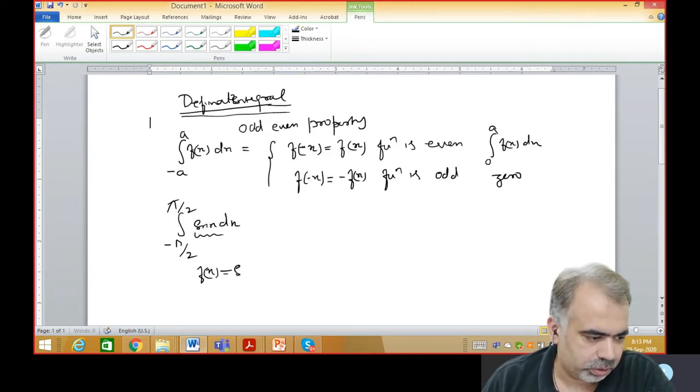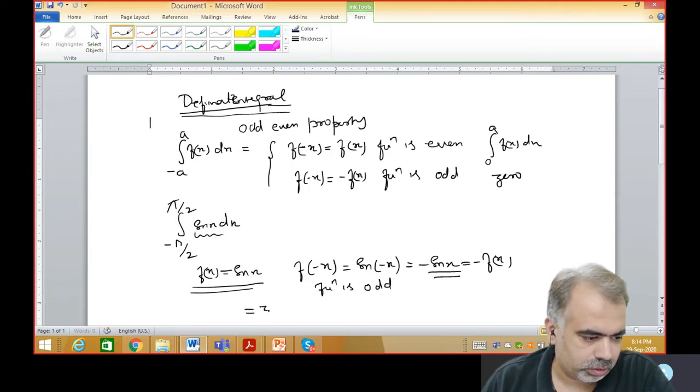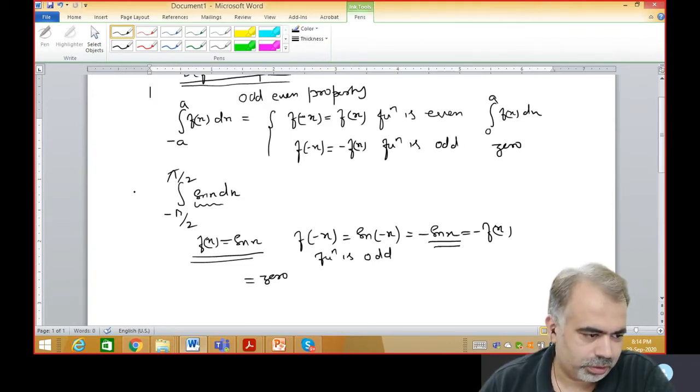Here f of x is equal to sin x, and we have to compute f of minus x. So f of minus x is sin of minus x, which is equal to minus sin x, because this is a formula: sin of minus theta is equal to minus sin theta. So here you observe that f of minus x is equal to minus f of x. Since f of minus x is equal to minus f of x, the function is called odd, and you need not do the integration of this. The integration of this is 0. Your answer is 0.